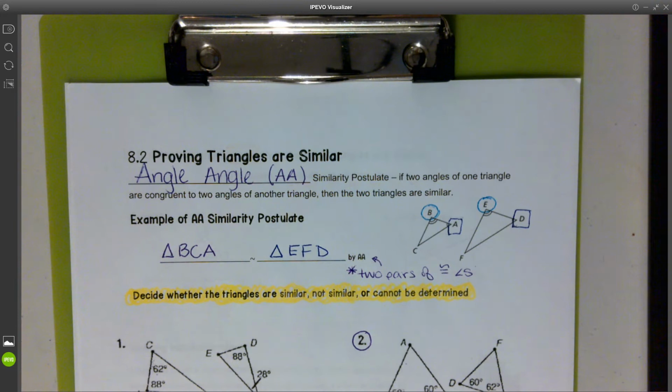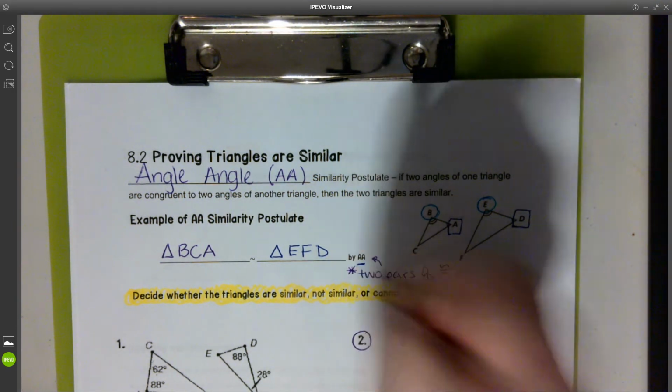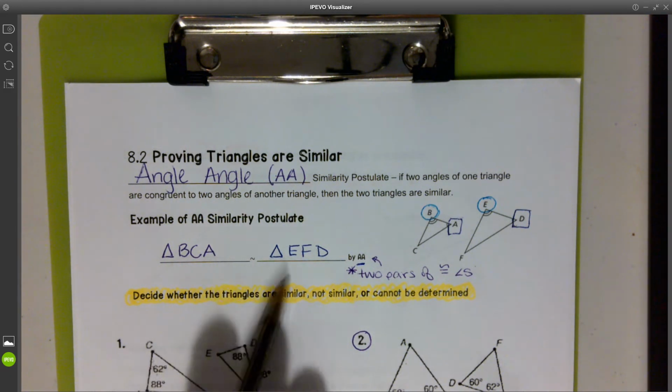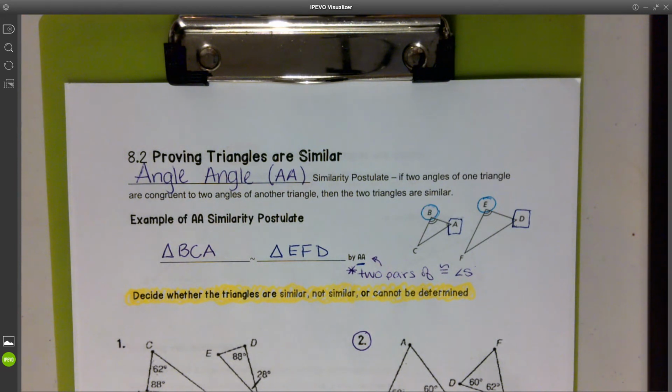by AA. Now we do need to include how we're proving them similar because there will be more theorems and postulates to justify our answers. Remember, when we make our similarity statement, order does matter. All right, so now we're going to look at some examples and use what we know about triangles to see if they're similar or not by using AA.